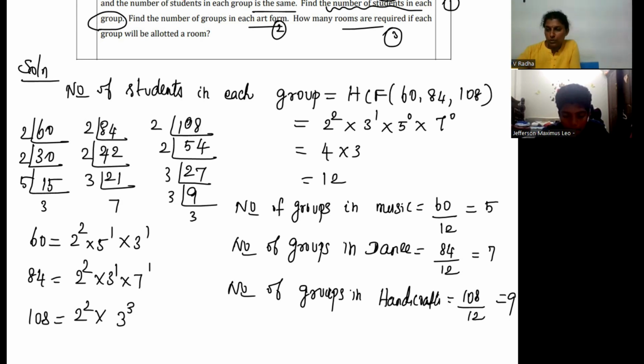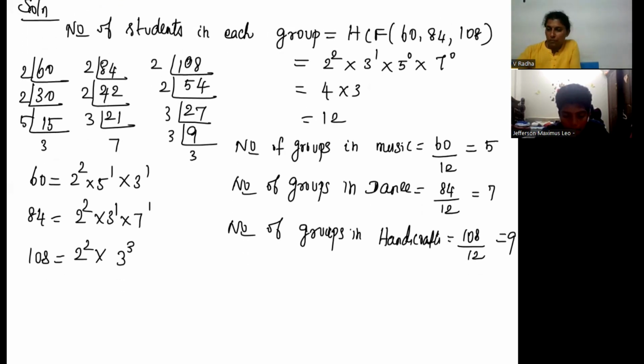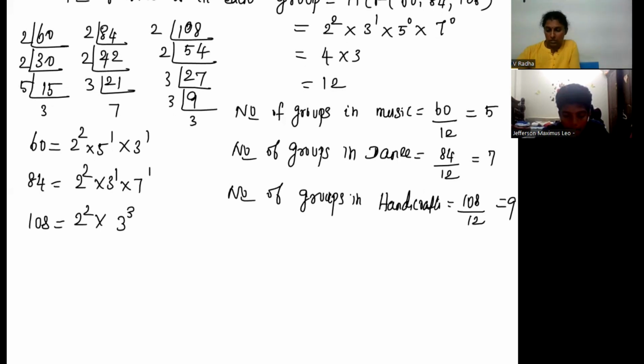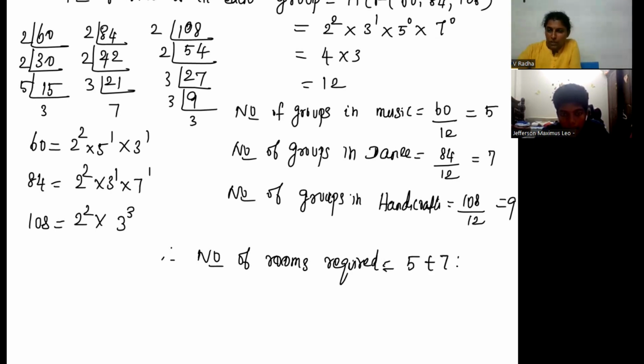One more question is also asking for the total number of groups, that is, the total number of rooms required. So number of rooms required is adding all the answers calculated above: 5 plus 7 plus 9, which is 21.